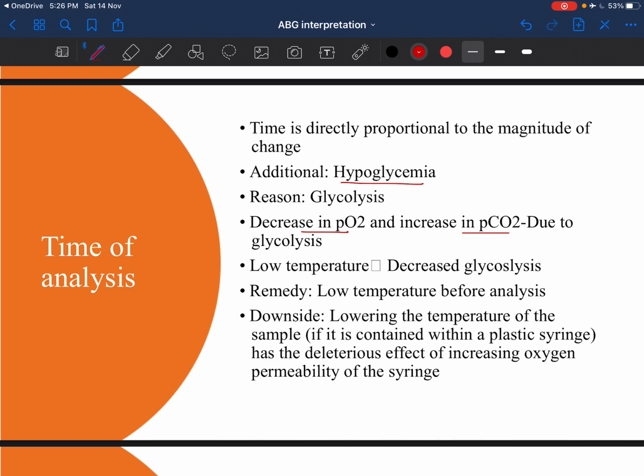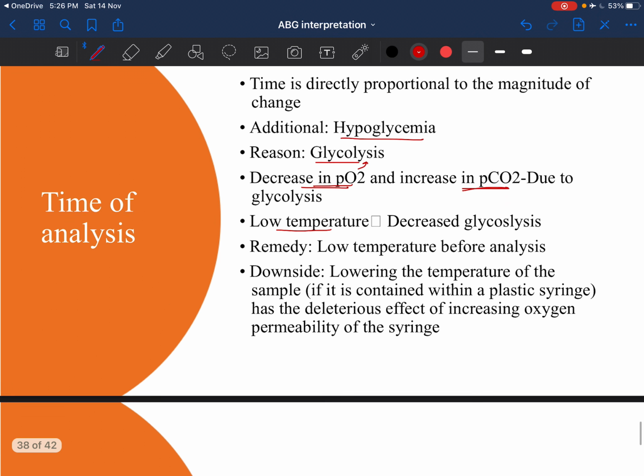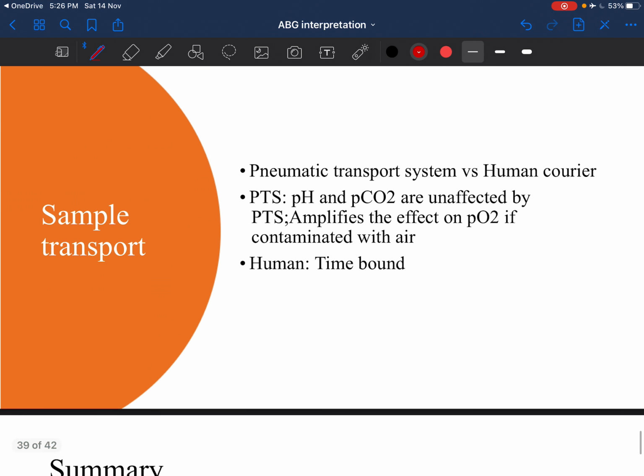Hypoglycemia can ensue. The reason being glycolysis. This glycolysis releases again your PCO2 and consumes PO2, adding to the decrease in PO2 and increase in PCO2. So to prevent glycolysis, try to keep it at low temperature before analysis as soon as possible. Always remember, lowering the temperature too much in a plastic syringe has the deleterious effect of increasing oxygen permeability.